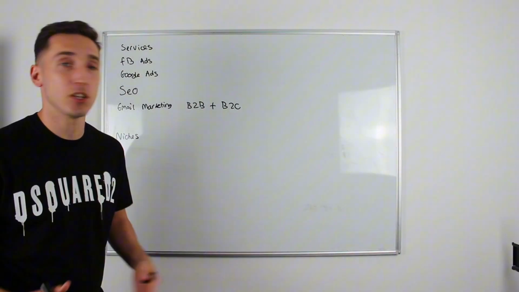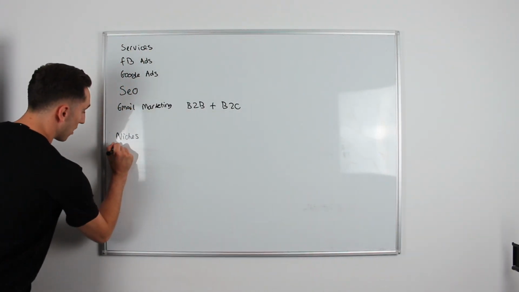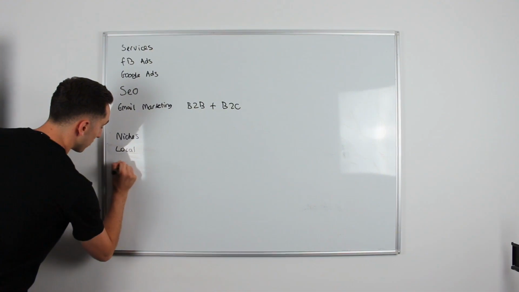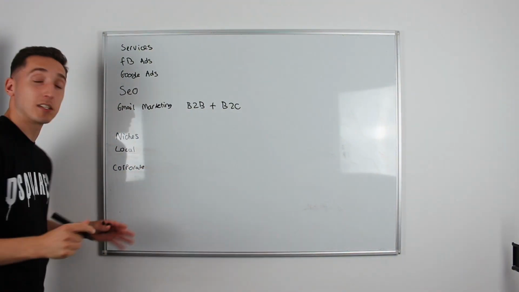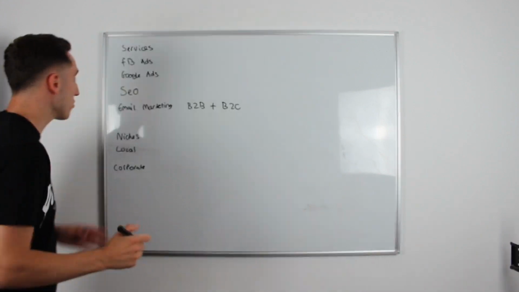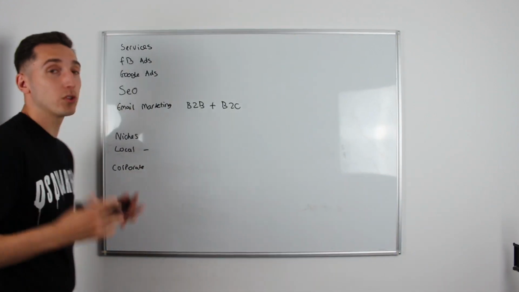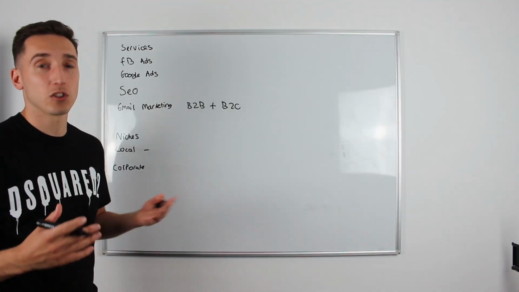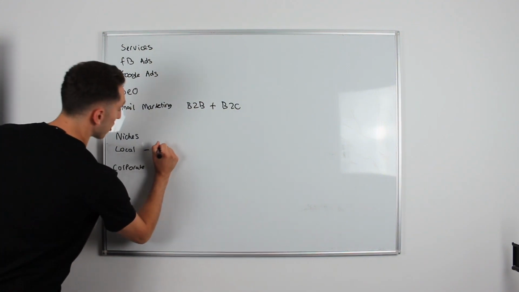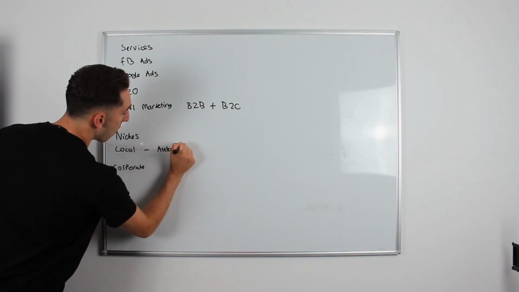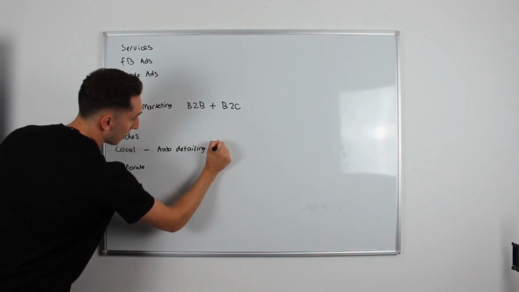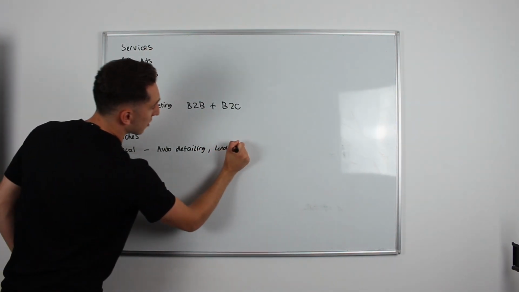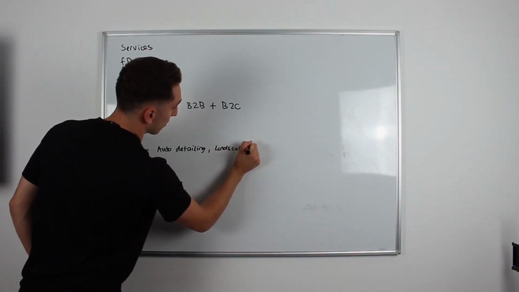So when it comes to niches, we have two different targets, local and corporate. Now, apologies if I spell corporate wrong, I am actually quite dyslexic. So with local businesses, we are looking at local service offering based businesses. So for example, like auto detailing or landscaping or solar, right? So there's loads of different niches you can pick.